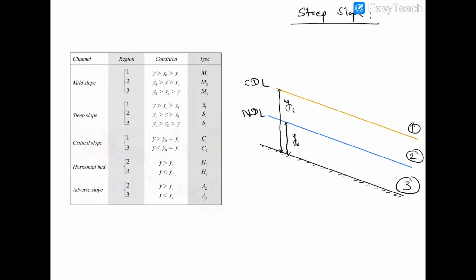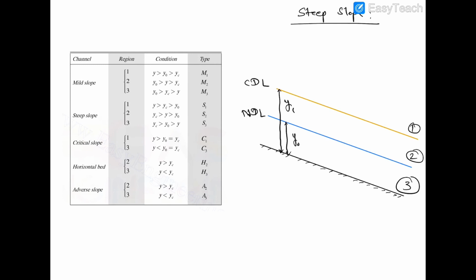In a similar way, we can draw the profiles for steep slope. In steep slope, the critical depth is greater than normal depth, hence the CDL lies above the NDL. First of all, we talk about the profile in region number 1. In region 1, the depth of flow should be greater than Yc and Yc should be greater than Y0.